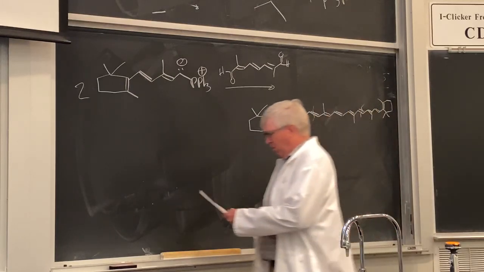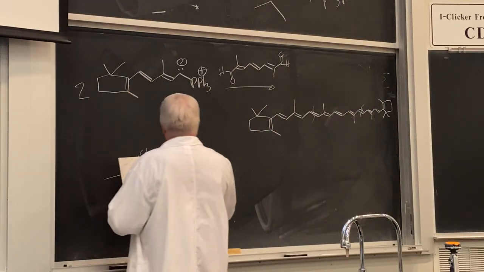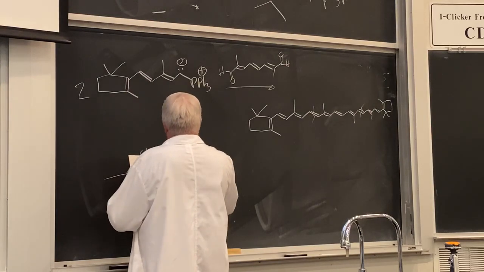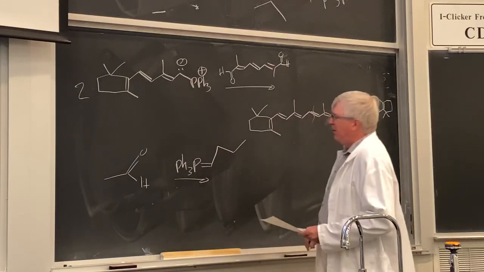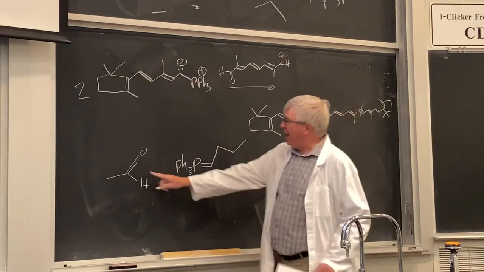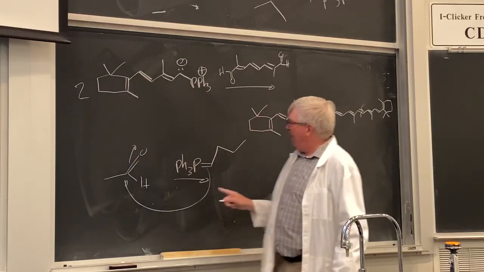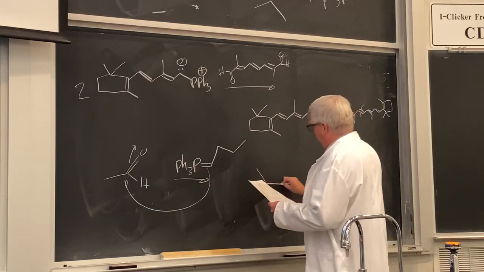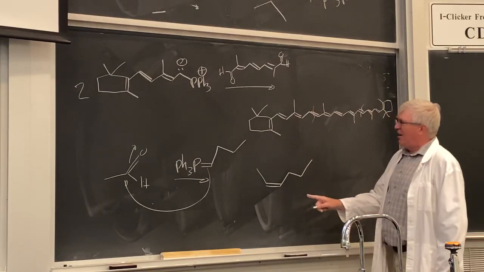Let's see. One other one I want to point out here is stereochemistry. So here's one that's going to give a mixture of isomers, right? So here we have an aldehyde. Here's our phosphorane. You can go through the mechanism and figure this out and verify that this is our product. But what is the product here?